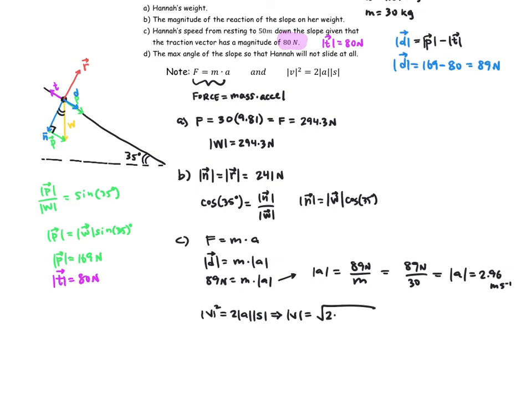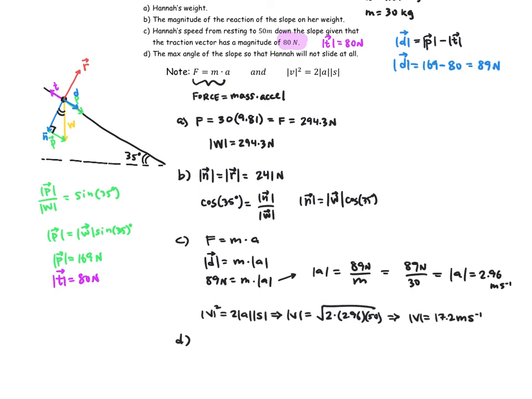So 2 times the acceleration will be 2 times 2.96 times the change in distance. Well, she goes 50 meters down the hill from resting. Therefore, the velocity in this particular situation, if I took the square root of that expression, I would get 17.2 meters per second. Now at this point, I haven't derived this, so this is just something you should know. Force equals mass times acceleration. If you're not in physics, you should memorize that as well.